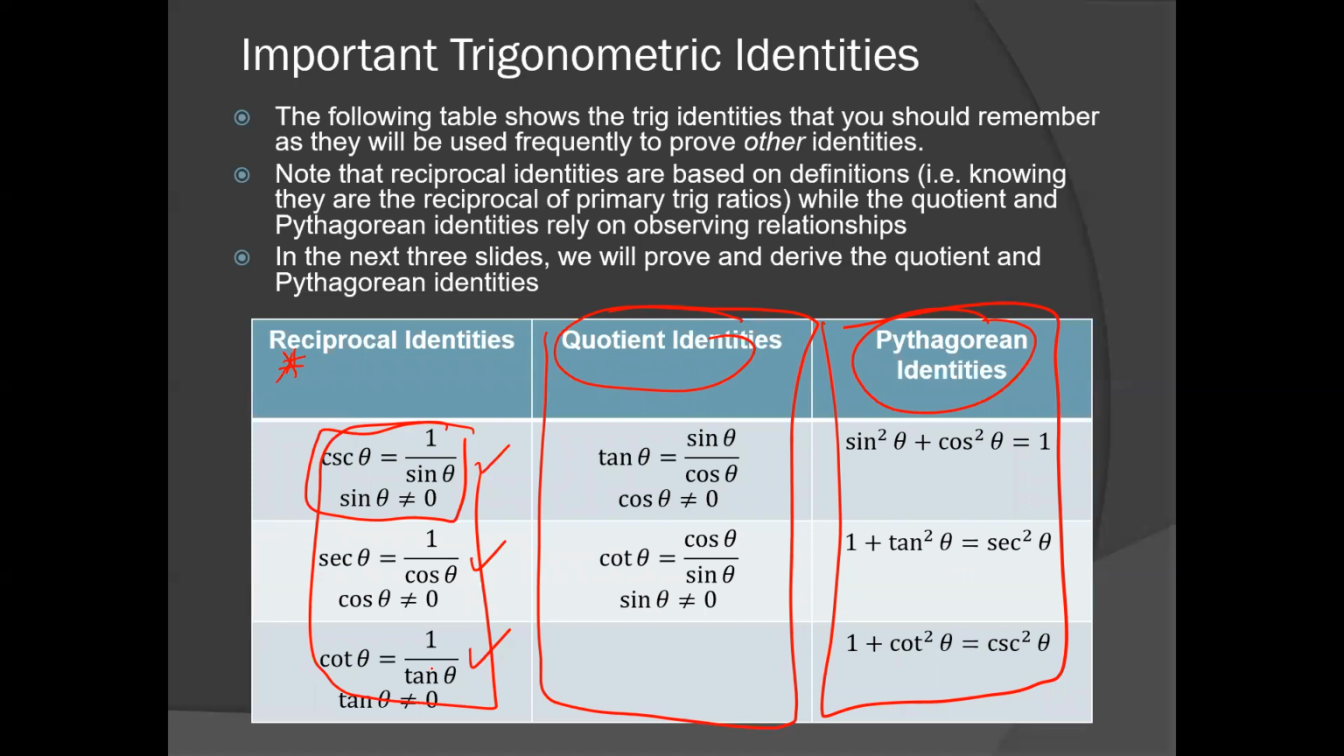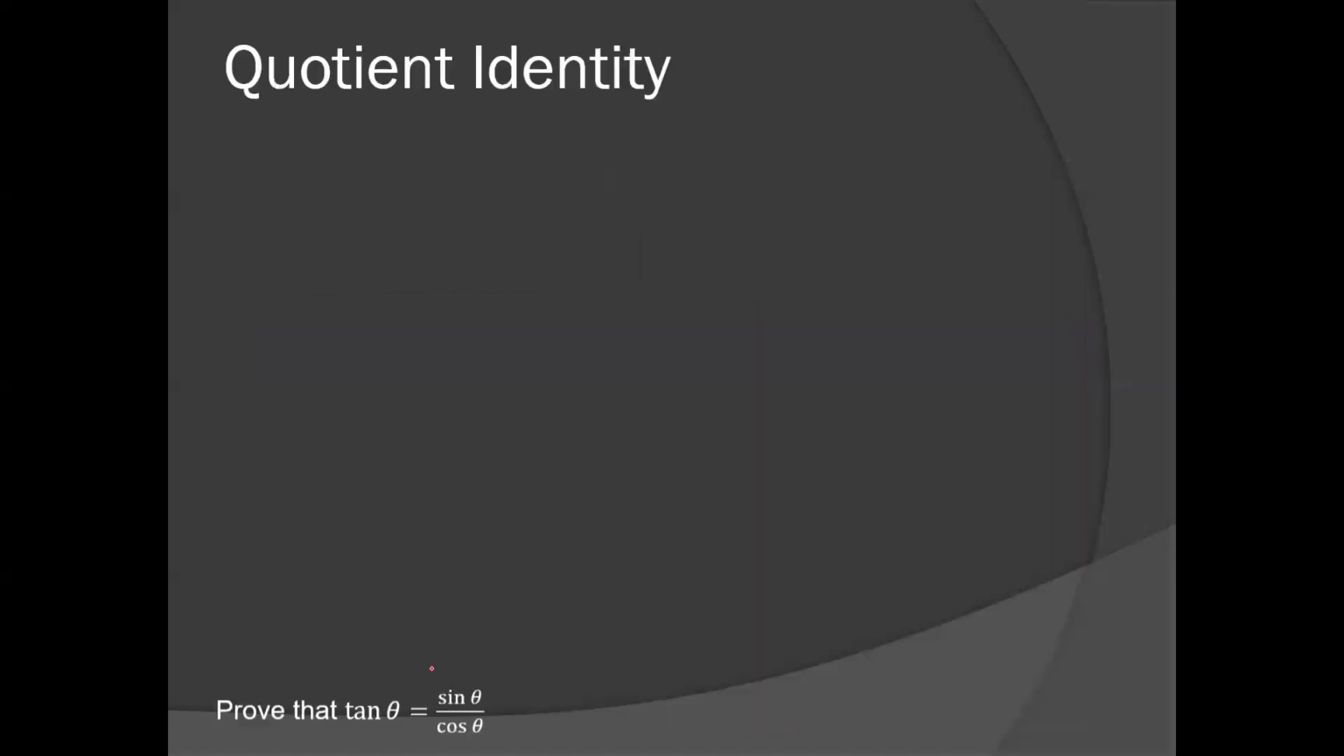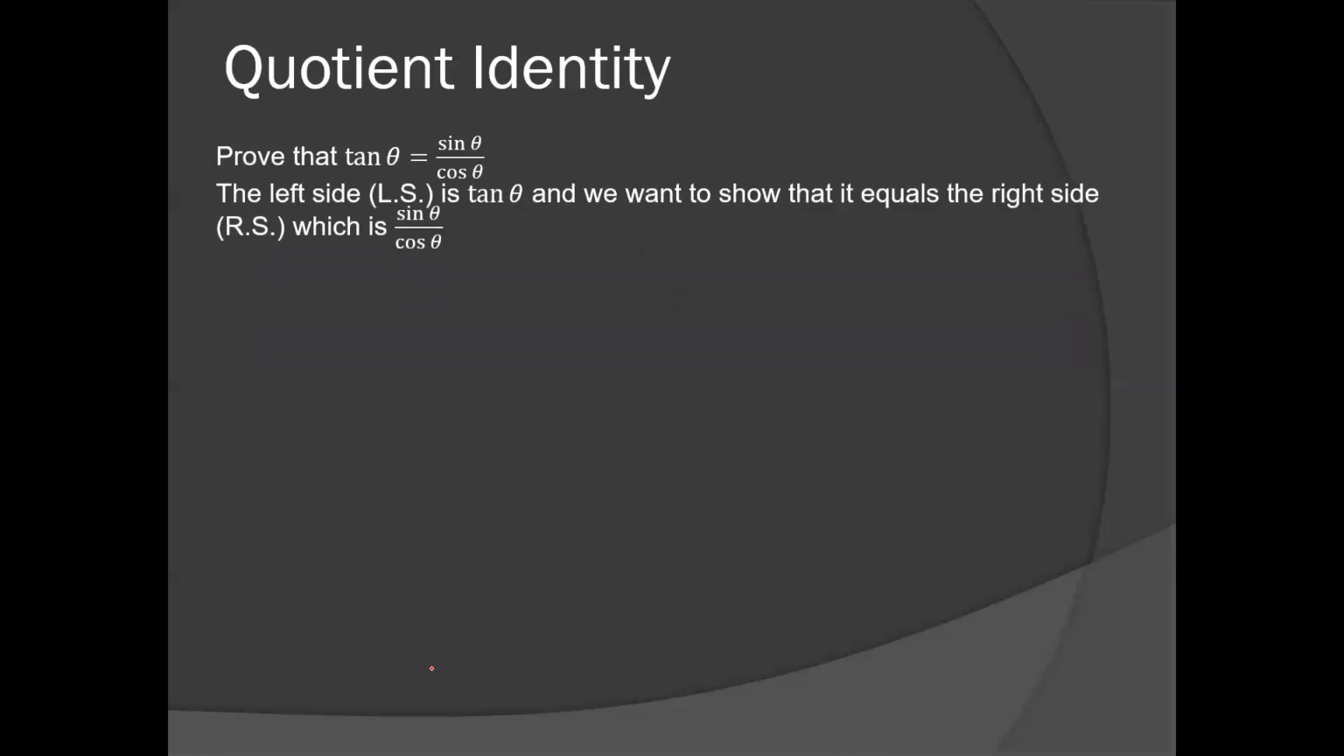Okay, so let's look at the first one. Tangent theta is equal to sine theta over cos theta. So how do we prove that that's true? Well, on the left-hand side, tan theta is what we want to show is equal to sine theta over cos theta. And normally when we prove identities, and this is the first example, we label it by side. So we call the left side LS and the right side RS. So we want to show that tangent theta is equal to sine theta over cos theta for all values, right? Not just one particular value.